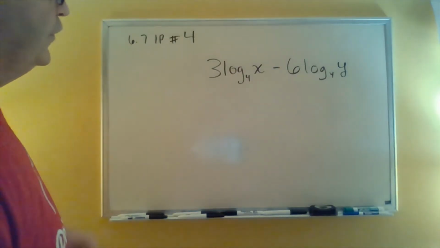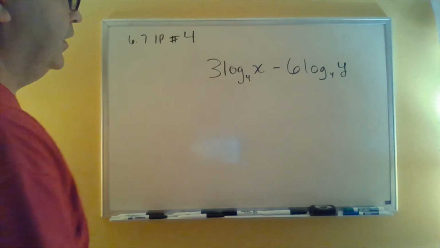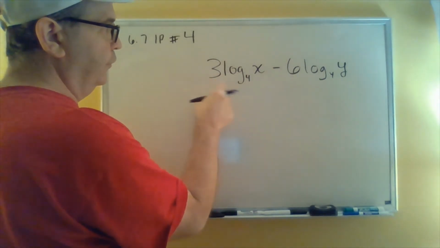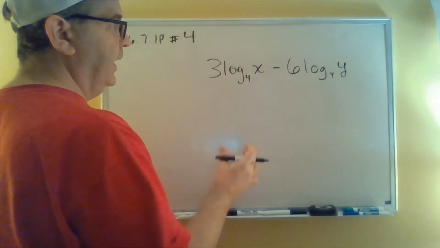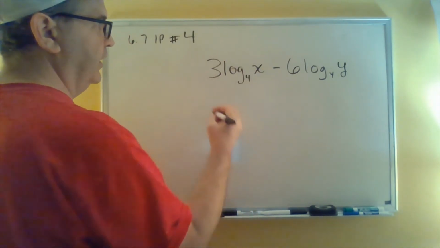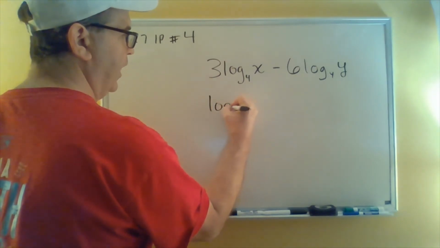Okay, number 4 is going to be solved much like the first 3 were. I'm going to be using the power property to move these coefficients into the exponent spot. And I'm going to be using the quotient property because of my subtraction sign here. So let's employ that power property first.